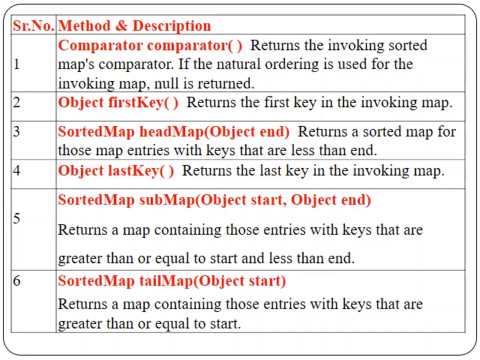Next, tail map. Tail map is a method which is going to return all the elements from the specified start index. It returns the map containing those entries with keys that are greater than or equal to the start, including the start till the end of the elements. These are the different methods which are available in the sorted map interface.